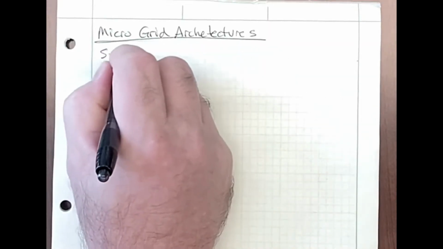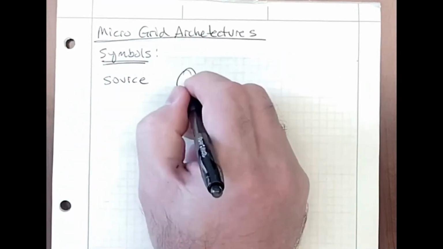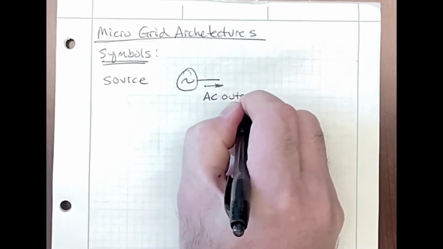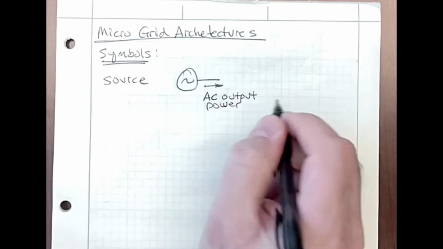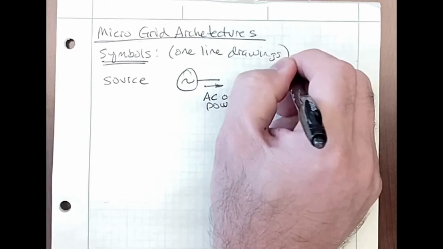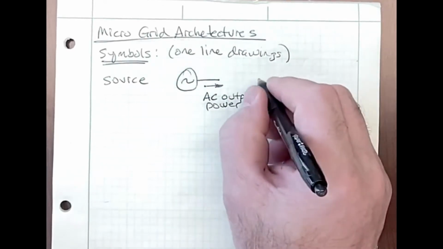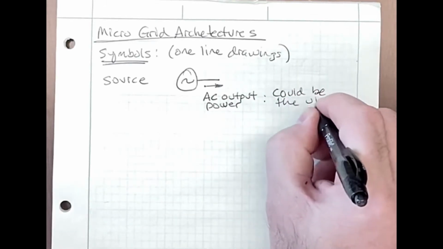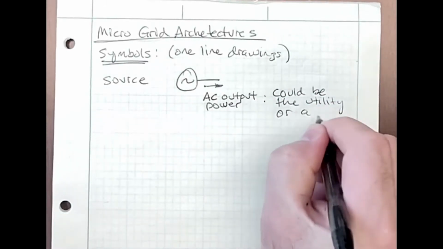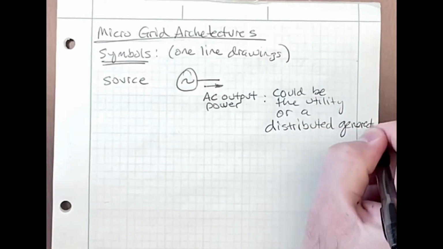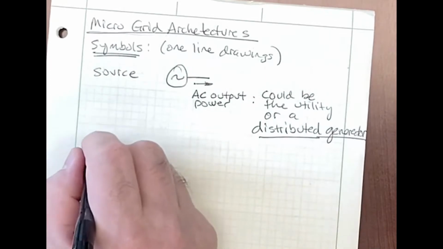Well, before we get into the actual architecture, we need to talk about some symbols that we're going to use to describe that architecture. This is a symbol I'm going to use for a source. It's a source of AC output power. The sine wave in the middle of the circle is supposed to be representative of a sine wave. We're going to do one-line drawings here instead of two-line drawings. We could draw schematics in either way, but we're going to go with the one line for simplicity today.